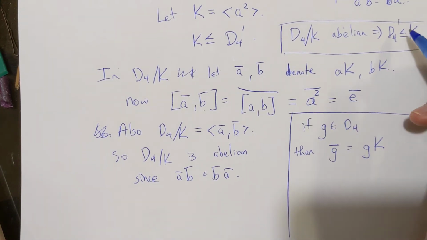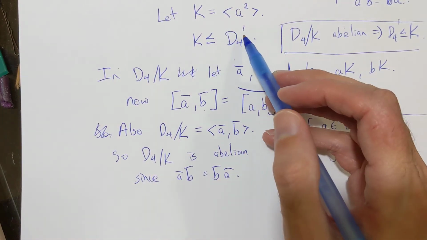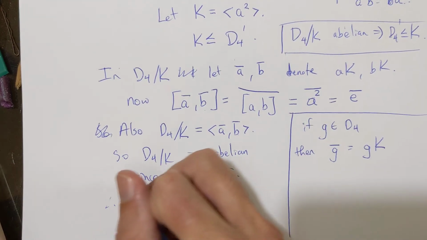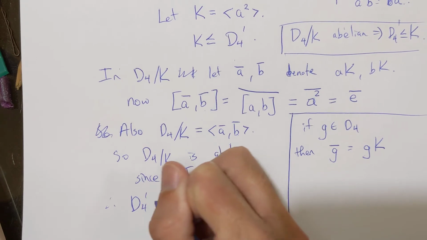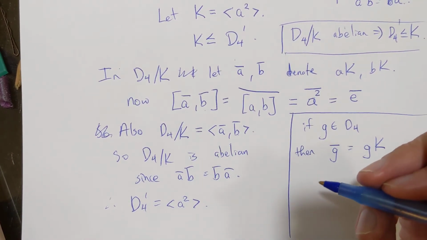That proves that D4 prime is contained in K, and of course K is contained in D4 prime, so they're equal. So D4 prime is just generated by A squared. Okay.